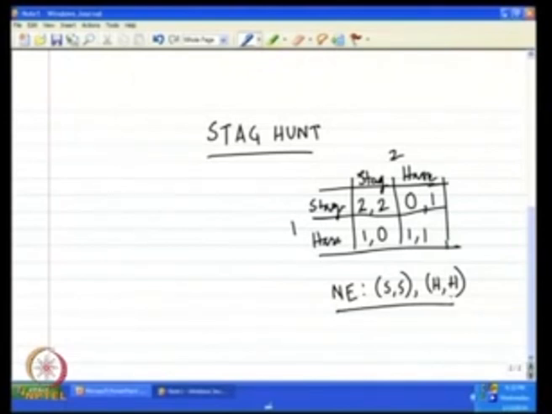Now if I generalize this model a little bit and consider that the number of players is, instead of 2 hunters, suppose there are n hunters.